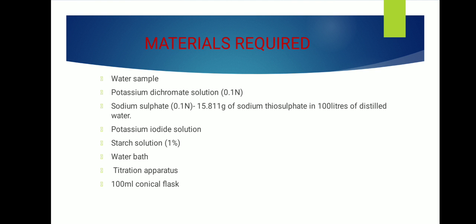First, the water sample. You can take any water sample, either pond, lakes, rivers, or any other. And we need the potassium dichromate solution, which is of 0.1 normality. Then sodium sulfate solution, potassium iodide solution, then starch indicator, that is 1%, then a water bath is required, then titration apparatus, and 100 ml conical flasks.